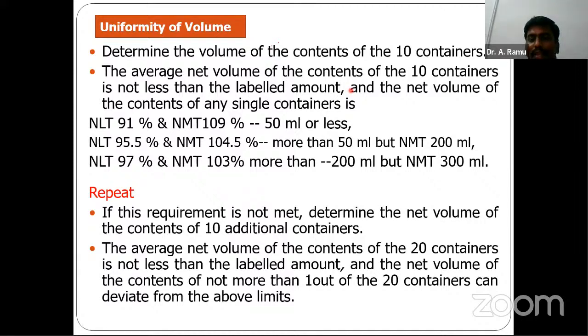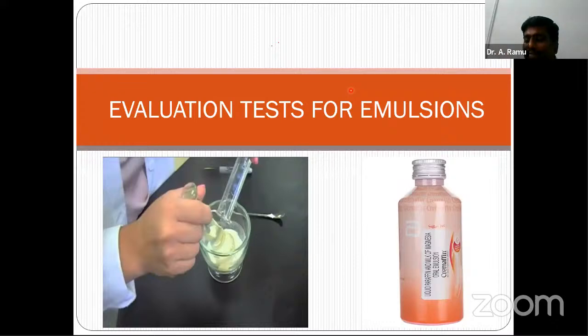So this completes the various evaluation tests to be performed for the first biphasic liquid dosage form, suspensions. Next we will move on to emulsions. Emulsions are also biphasic liquid dosage forms that contain two immiscible liquids, that is water and oil. Since they are immiscible with one another, they can be made miscible with the help of a third substance known as an emulsifying agent.